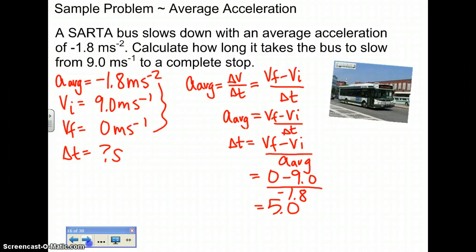Okay, looking at your givens here, the least number of sig figs is 2 sig figs. We don't have a third one to try to do a comparison against. So your final answer is that it took 5.0 seconds for this bus to come to rest.